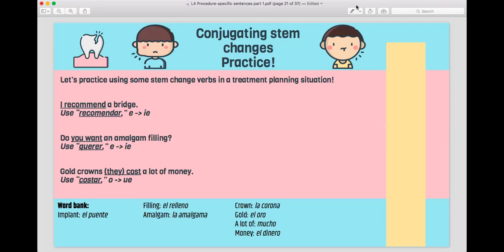So hopefully that made sense. We will try and make it easy on you guys since it's just kind of a pattern you learn with time. Anytime we ask you to conjugate these words, we will give you what the stem change is. On this slide, we'll practice applying stem changes. If you wanted to recommend a bridge, the verb for recommend is recomendar. How would you conjugate that E to IE stem change in the yo present tense?